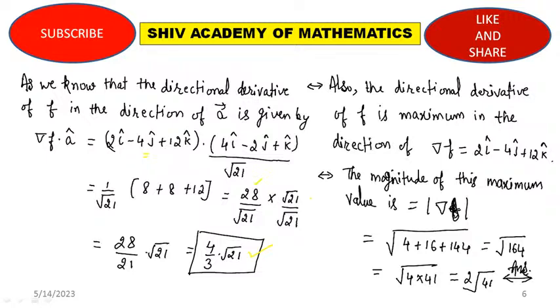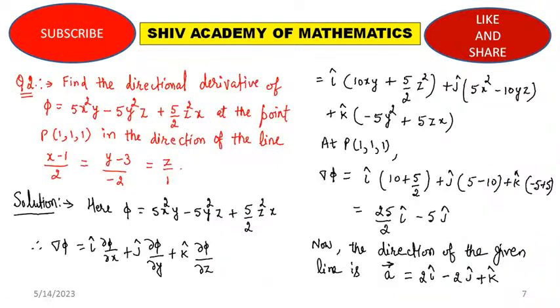The next problem asked was in what direction it will be maximum. You know that the directional derivative of f is maximum in the direction of del f. So this directional derivative is maximum in the direction of this vector, 2i minus 4j plus 2k. The magnitude is the square root of 16 plus 144, so you can simplify it under the square root. Questions like this can be asked, where you have to find the direction. These are the questions I have taken in this video.